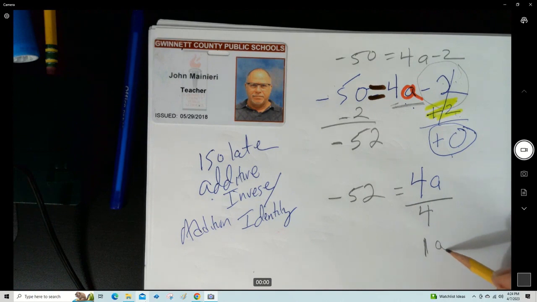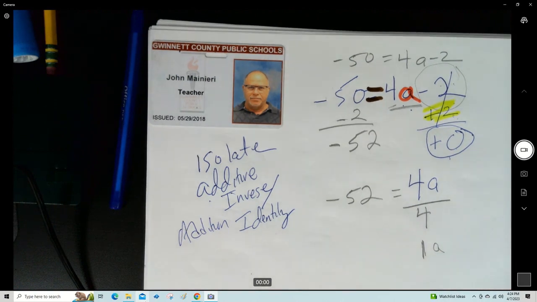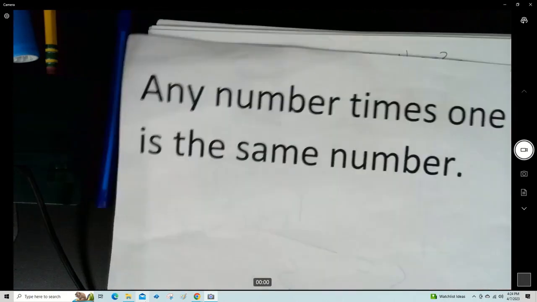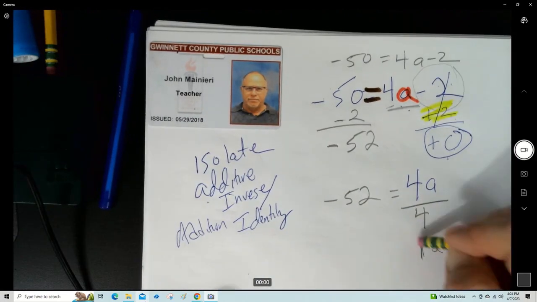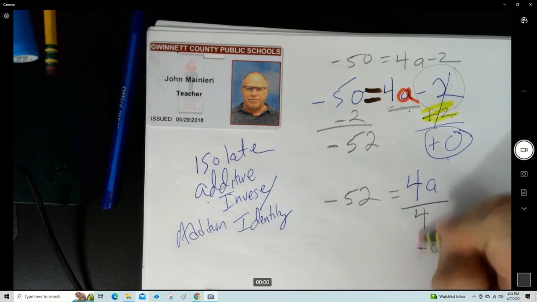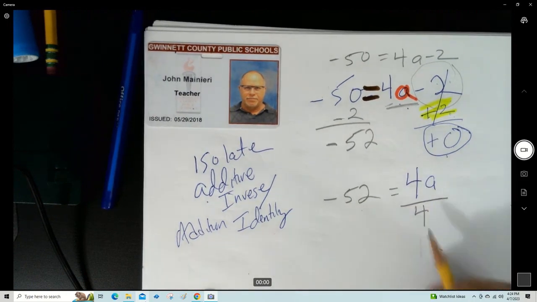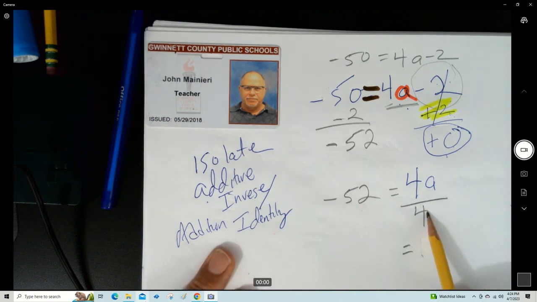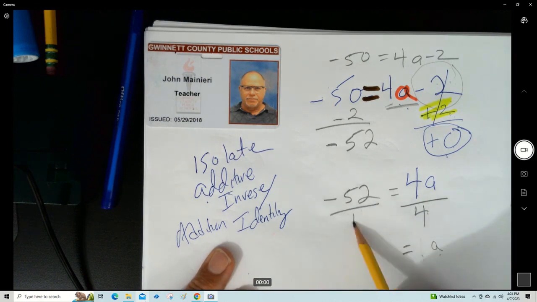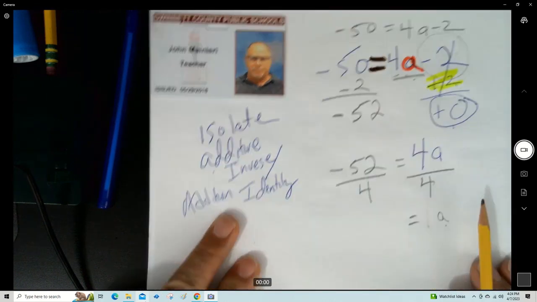And 1 times A, all right, any number times 1 is the same number, same rule. So 1 times A, we don't see the 1 there. We don't see a coefficient when there's only 1, because 1 times any number, we know what that number is. We don't have to guess. Doesn't matter what it is, it's not going to change because of the coefficient. Okay, so here we go. But because we divided by 4 over here, we've got to divide by 4 over here, right?